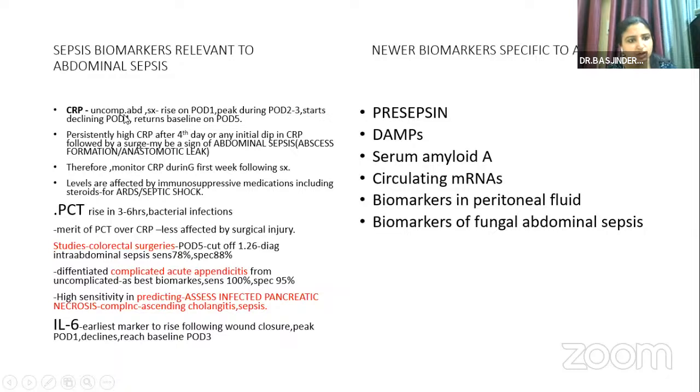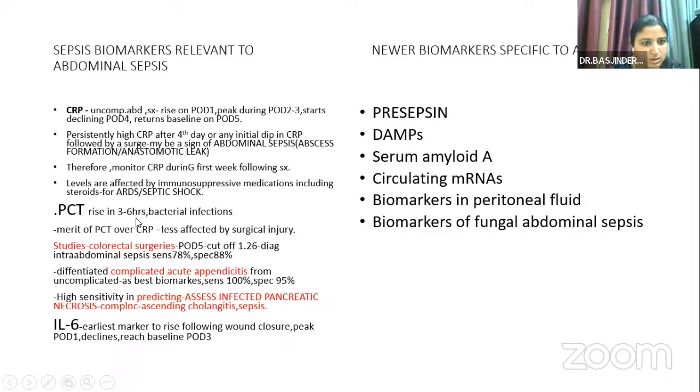So for CRP, studies have seen that in uncomplicated abdominal surgeries, there is a rise on post-op day 1, it peaks on post-op day 2 to 3, starts declining on post-op day 4, and returns to baseline on day 5. If there is persistently high CRP after the 4th day, or an initial dip in the CRP but then it rises again, it can be a strong indicator of abdominal sepsis, that is, abscess formation or your anastomosis has leaked after surgery. Therefore, monitor CRP during the first week following surgery. As we have read, its level can be affected by medications like steroids, which may be given to the patient for ARDS or septic shock along with abdominal sepsis.